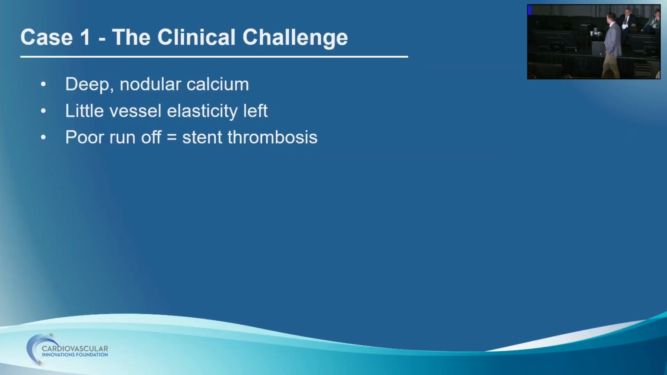So here's the problem, right? We have deep nodular diffuse calcium. We have very little vessel elasticity and very poor runoff, which is going to be a setup for any stent thrombosis or no-reflow issues as well, especially when we don't currently have inline flow all the way to the ankle. This is where I think IVL is uniquely positioned to help mitigate some of these potential pitfalls and issues.